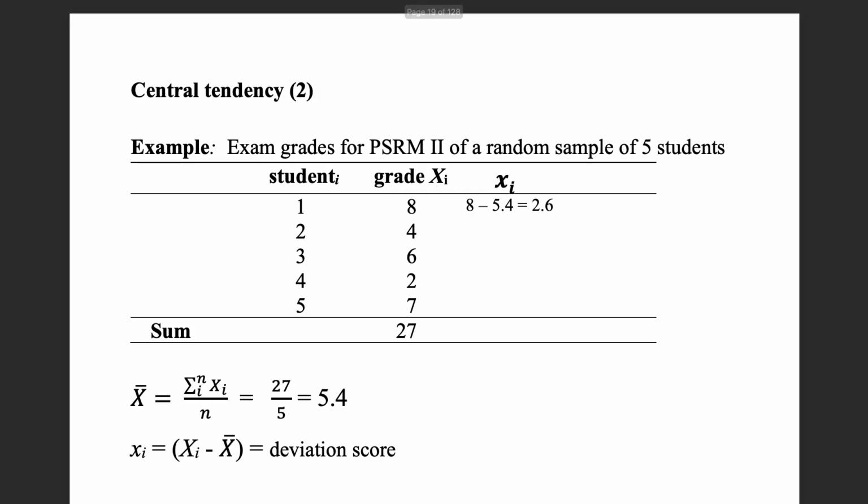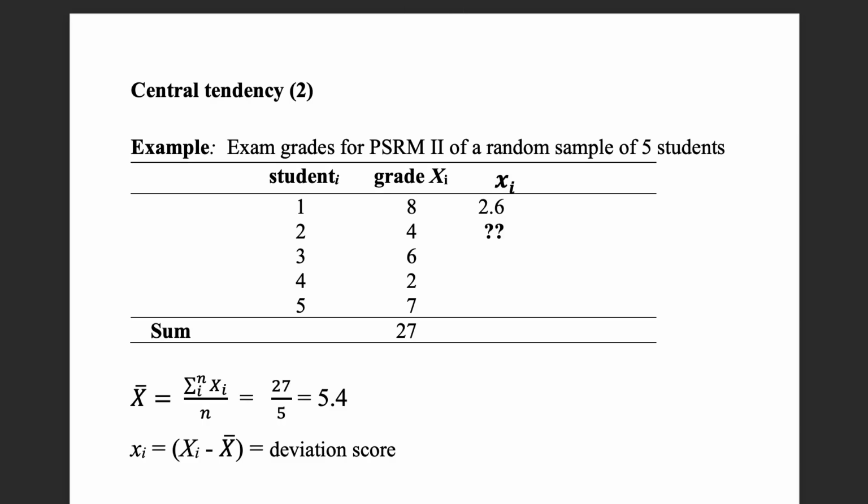Great. Very, very good of you. 8 minus 5.4 equals 2.6, right? The student scored an 8. The average we know is 5.4. So 8 minus 5.4 gives us a deviation score of 2.6. So this tells us how far removed this particular student is from the mean. And in this case, this student is 2.6 points in grade above the mean.